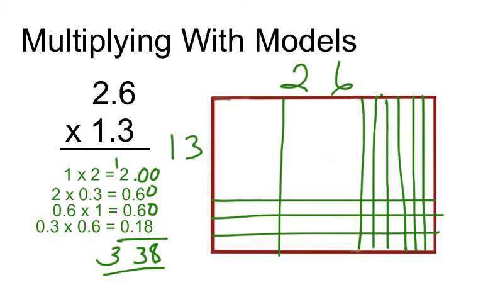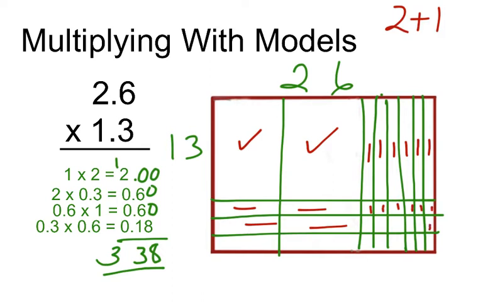And I can double check: is that a little bit more than 2.5, which was my estimate? And I can also check my drawings. I have 2 wholes here, and then once I get up to 10/10, that gives me 1 whole. So that's 2 plus 1. And then once I get 10/100, that gives me 1 bar, or 1/10. So that's how we can multiply decimals with models.